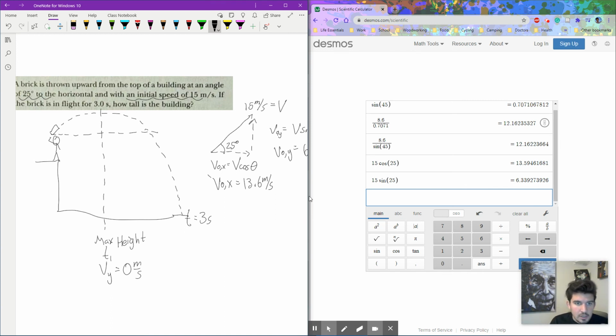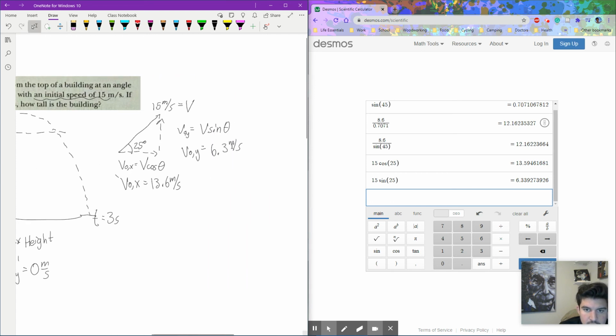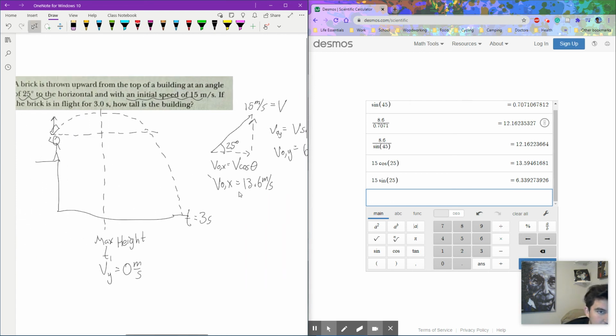Another important thing to note is that if the brick is going up with a vertical velocity at the beginning equal to 6.3 meters per second, that's what we calculated, so V0y equals 6.3 meters per second. When it completes the whole flight path and gets back to the same level that it started at, it will have that exact same velocity in the negative direction. So instead of being positive 6.3, it's going to have a velocity here of negative 6.3 meters per second.